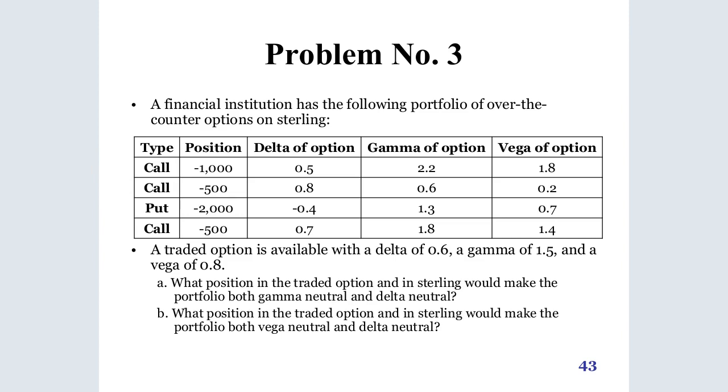What kind of position should you take to make it delta gamma neutral by taking a position in the traded option? And similarly, both vega neutral and delta neutral, if you want to. So look at the first one.